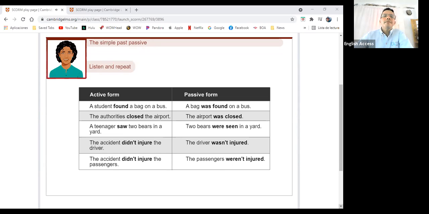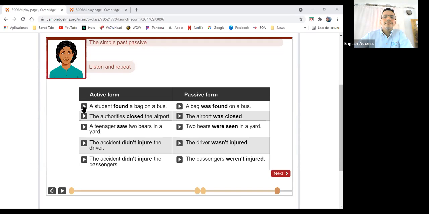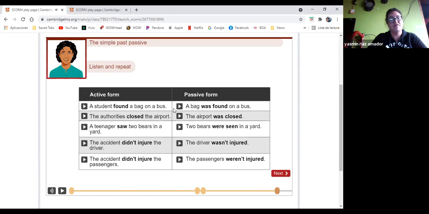Listen and repeat, okay? You can close your microphone so you can open it. It's up to you, but you have to repeat. The purpose of this is for pronunciation, right? A student found a bag on a bus.